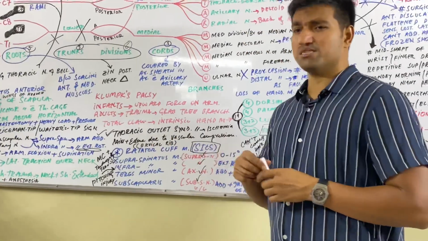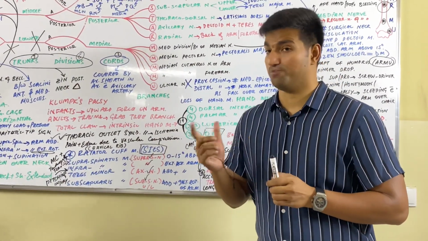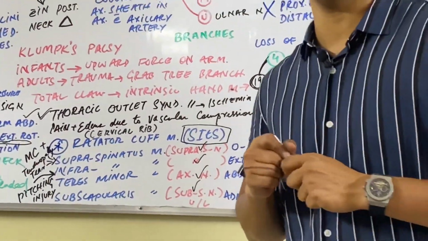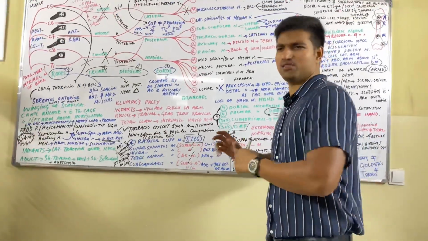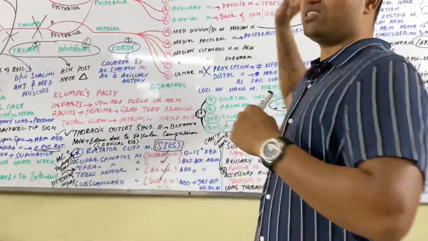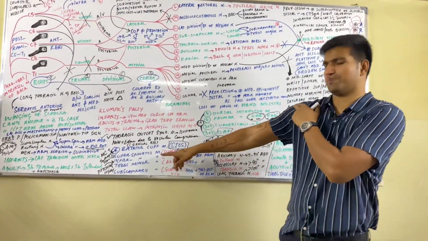So what is going on? The supraspinatus is the most commonly injured muscle due to tear or tendinopathy, and the infraspinatus muscle is damaged in pitching. In baseball play, they throw a ball repeatedly. Repeatedly throwing a ball is called pitching. It will damage our infraspinatus muscle.